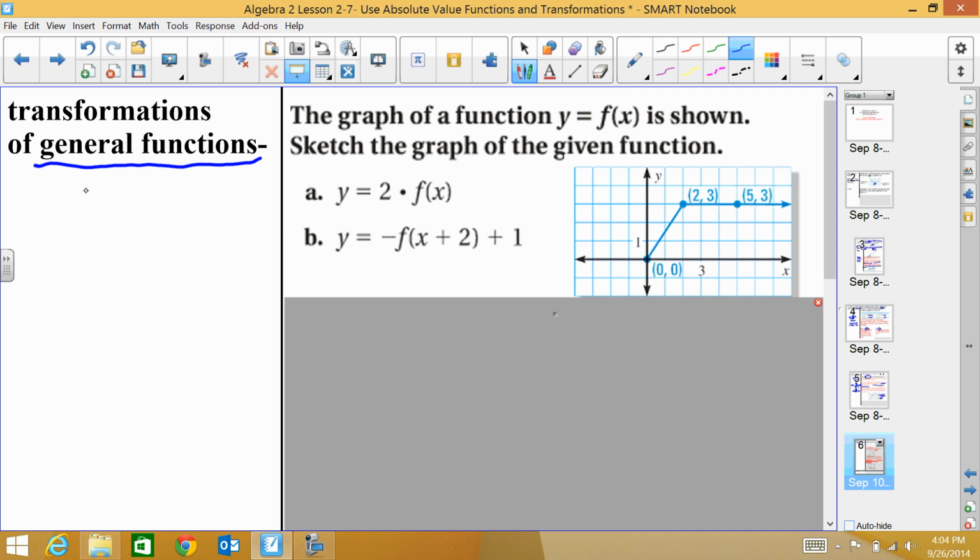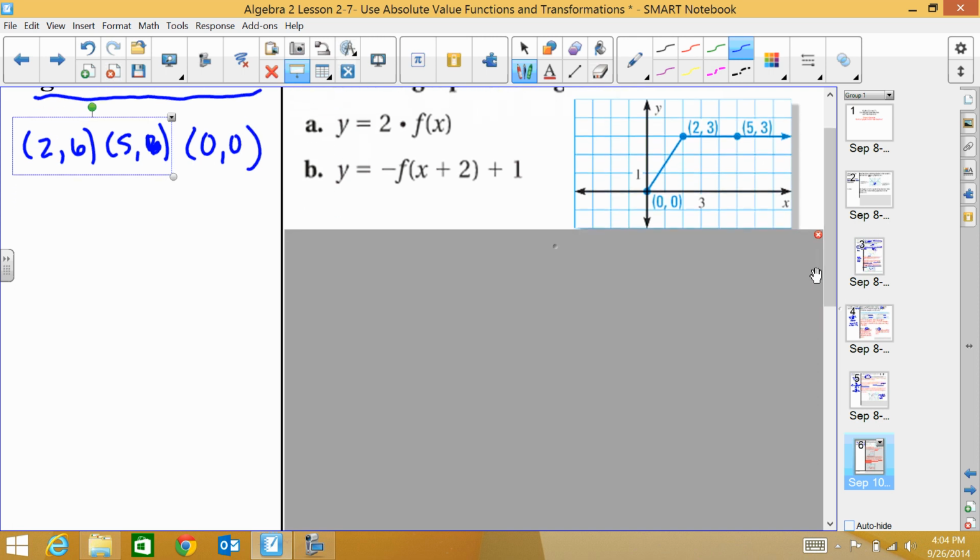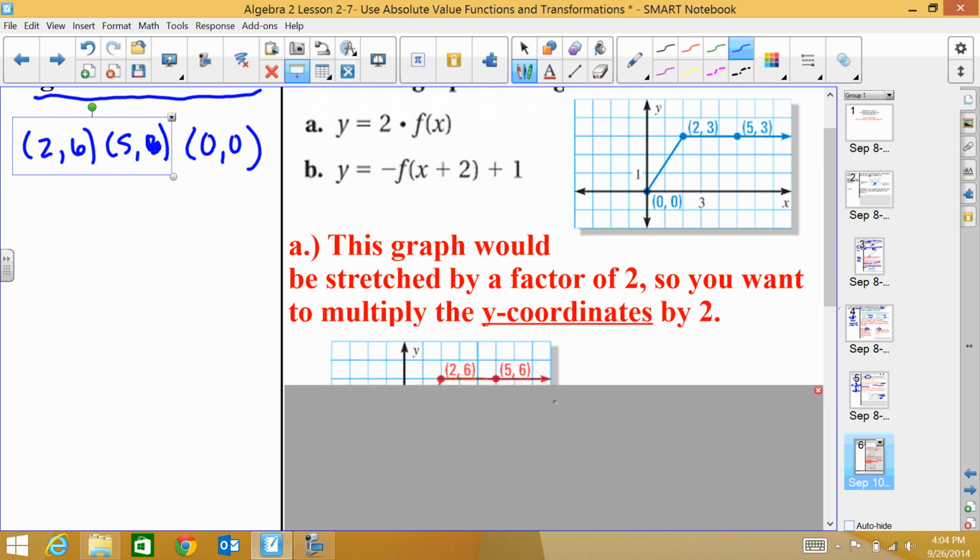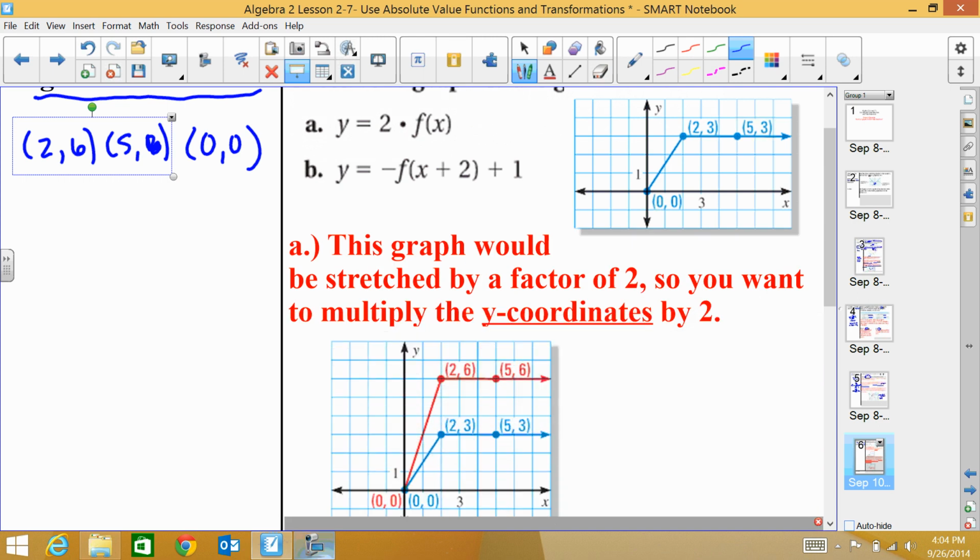So if I multiplied all my y's by 2, I would get the points 2, 6, and then 5, 6, because I'm multiplying 3 times 2. Then 0 times 2 would still be 0, 0. So that stays. So for that one, we are going to graph these points, and that will be the answer. So if we stretch the y coordinates by 2, we're graphing the points 2, 6, 5, 6, and then 0, 0. So this just stretched my function that I already had here. It stretched it by 2.